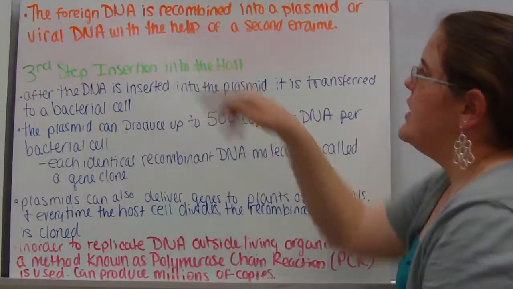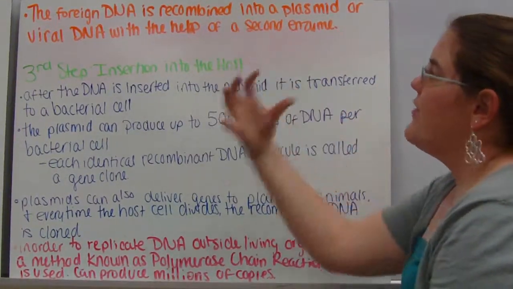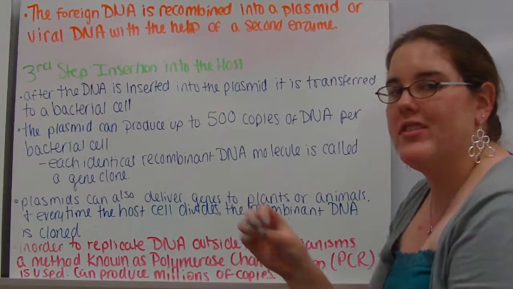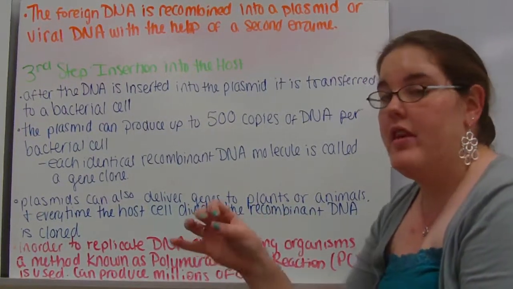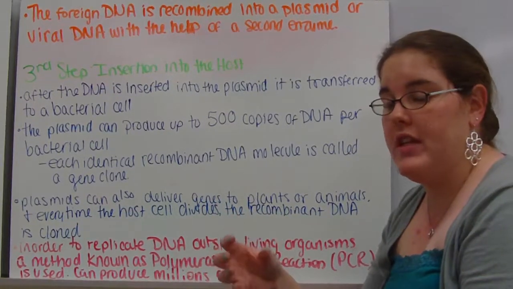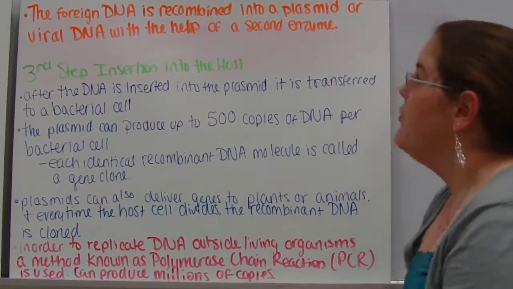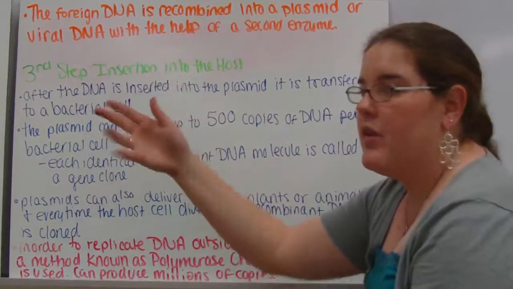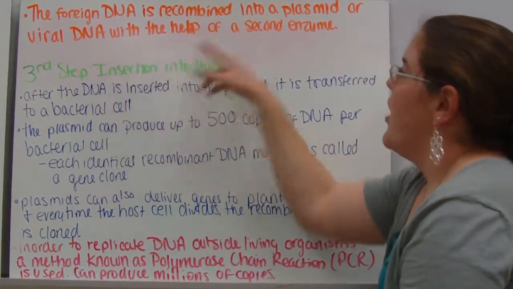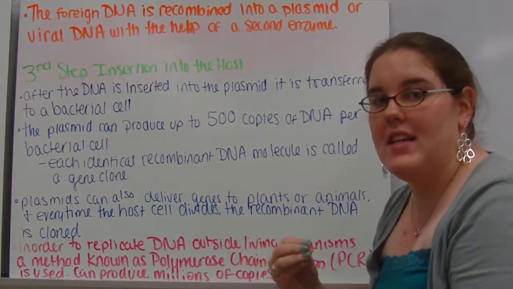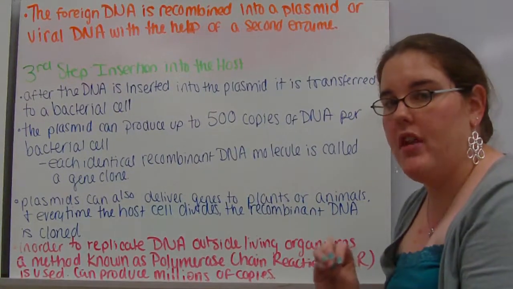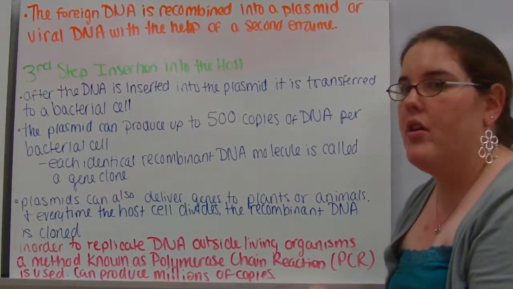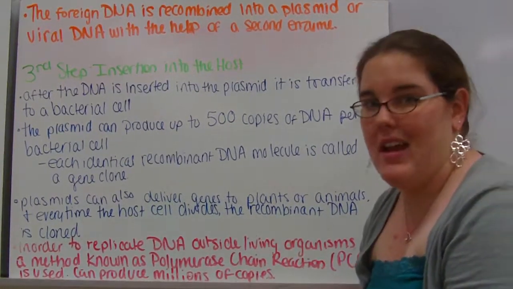Right, and the foreign DNA is recombined. We take that foreign DNA out of whatever cell we're trying to get it from, for instance, the firefly gene that makes the fireflies glow, and it is recombined into a plasmid, or viral DNA, we can have either one, with the help of a second enzyme. So they take that DNA out of that original cell that they want, they put it back into the plasmid, and that's going to be processed by a second enzyme.